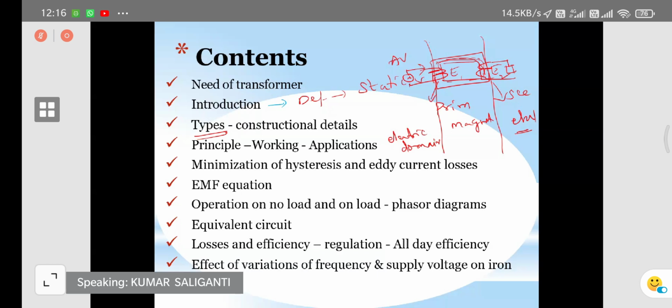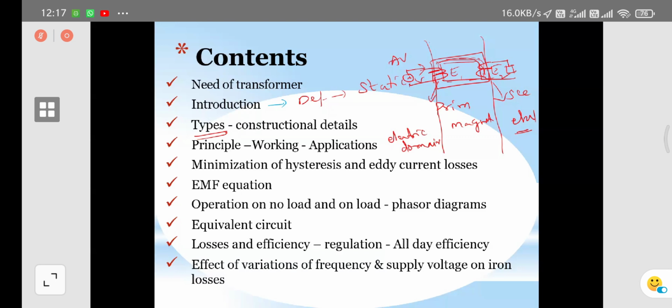Next, minimization of hysteresis losses and eddy current losses. In earlier classes we discussed the various types of losses in DC machines. Similarly, in transformers we have iron losses and copper losses, not mechanical losses, because there are no rotating parts. You have to remember that point. We will discuss the hysteresis losses and eddy current losses after knowing the losses, efficiency and regulation.